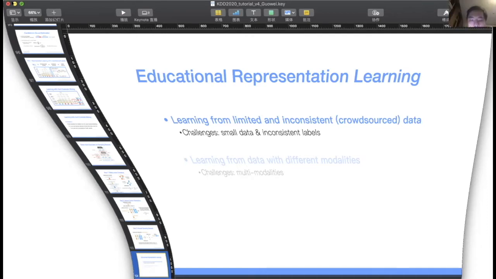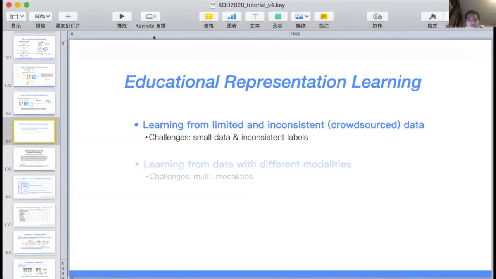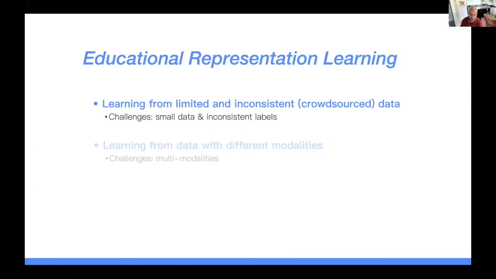Okay, thank you, Guowei, and I will share my screen. Okay, give me a second. Let's see where the button is. I'm still not so familiar with Zoom. I cannot seem to find the button. I'll just start sharing to kick you off. Actually, stop sharing. Thank you. Sure. So could you see my screen? Yes, educational representation learning, and now you're in presentation mode.